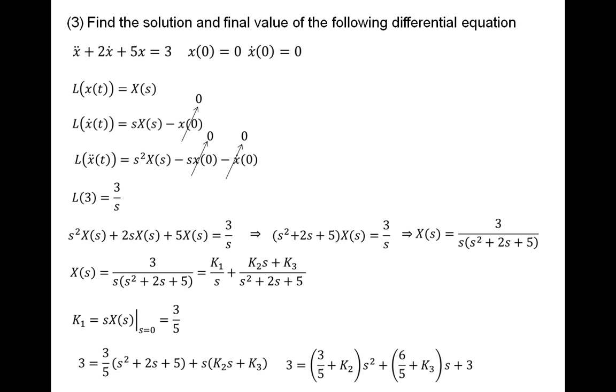So again, I reshape this relation in order to sort it based on the power of s. Again, in both sides I have 3, so 3 will be cancelled out, and I just need to put the coefficient of s squared equal to 0 and the coefficient of s equal to 0. By this, k2 will be equal to minus 3 over 5, and k3 will be equal to minus 6 over 5. So X of s is in this form.